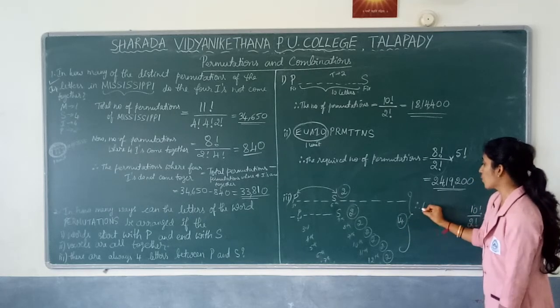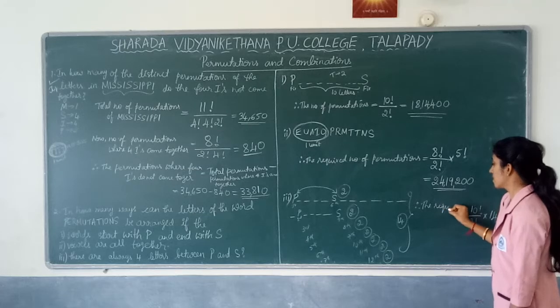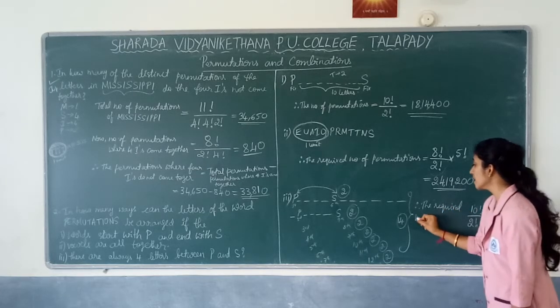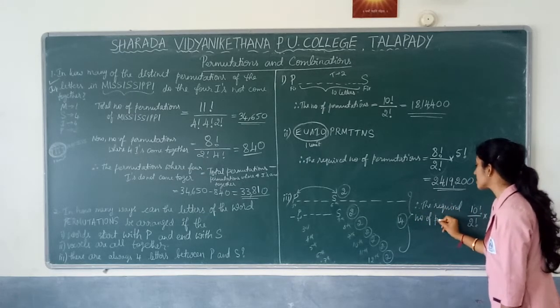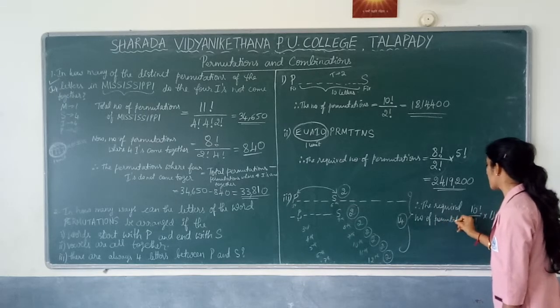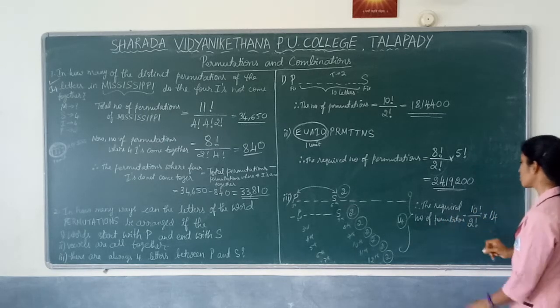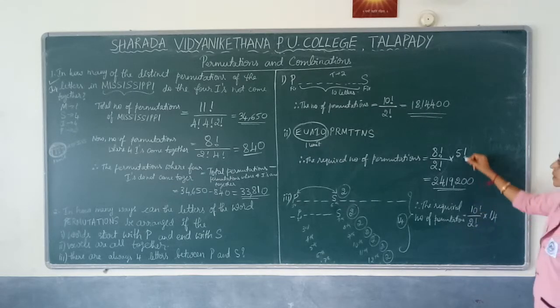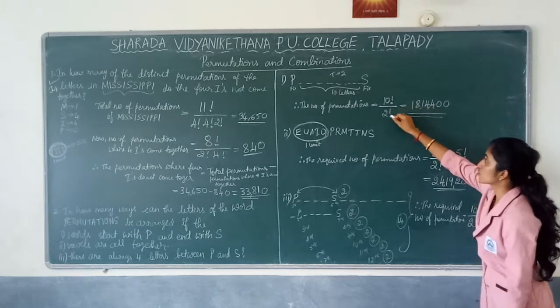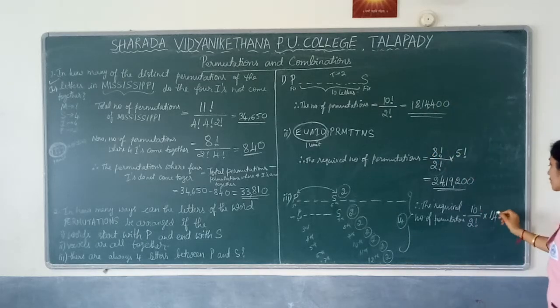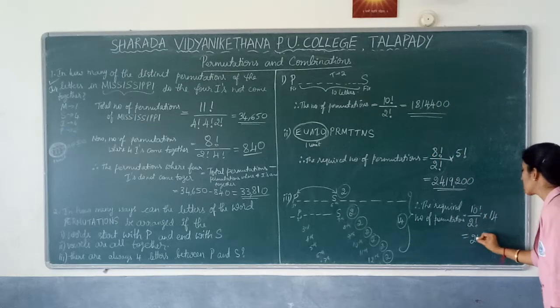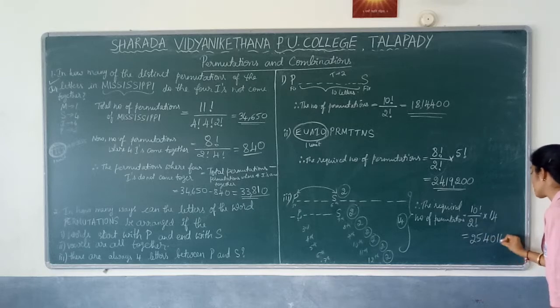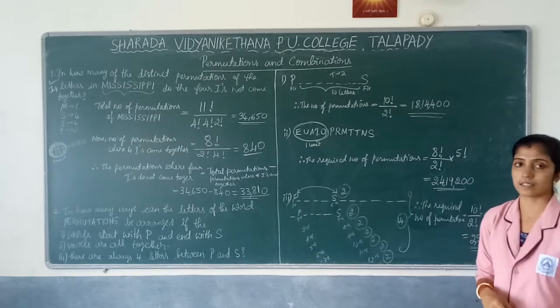Therefore, the required number of permutations is equal to 10 factorial divided by 2 factorial, into 14. Simplify this. Anyway, you will have 10 factorial divided by 2 factorial as this. Multiply this by 14. You will get the answer as 25401600. Okay. Try this problem by yourself and try to get the answer.